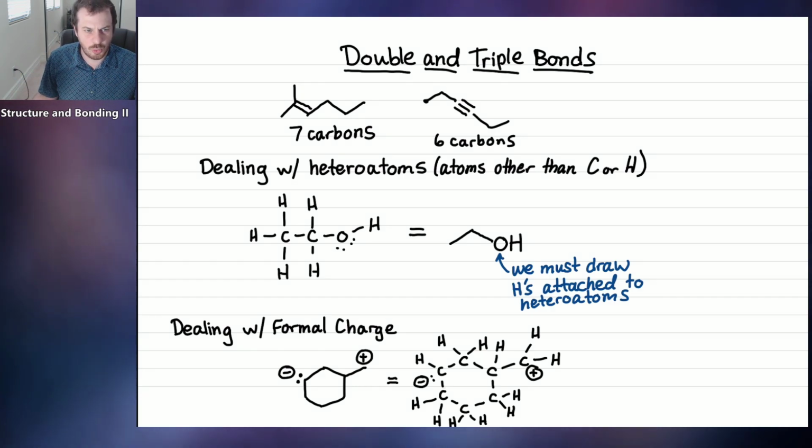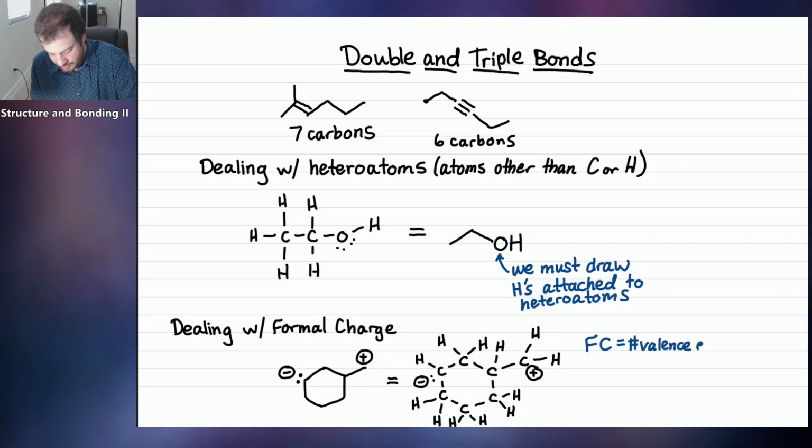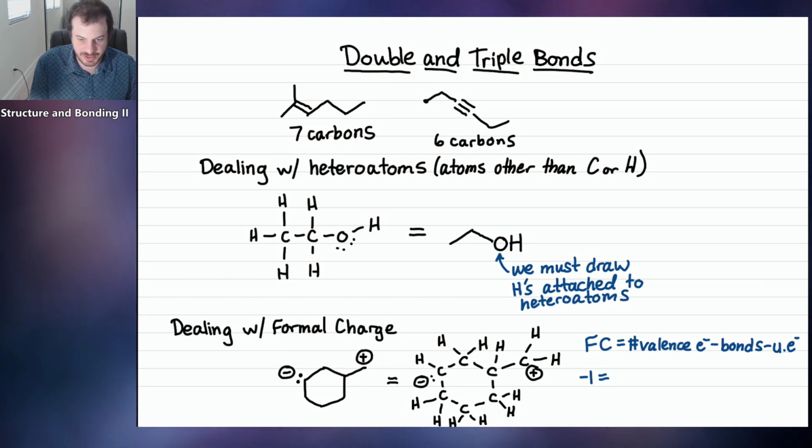You may be wondering, why is this? We can look at the formal charge formula to remind ourselves why this is the case. So remember, formal charge equals number of valence electrons minus the number of bonds minus the number of lone pairs or unshared electrons. So bonds minus unshared electrons. I'll just say UEs. So let's take a look. So if we have a carbon with a -1 charge, so that means the formal charge will be -1, equals the number of valence electrons. How many valence electrons does carbon have? If you remember, it has 4.